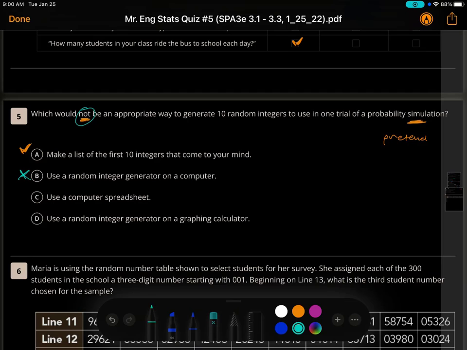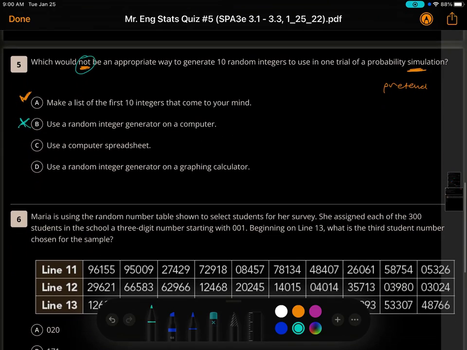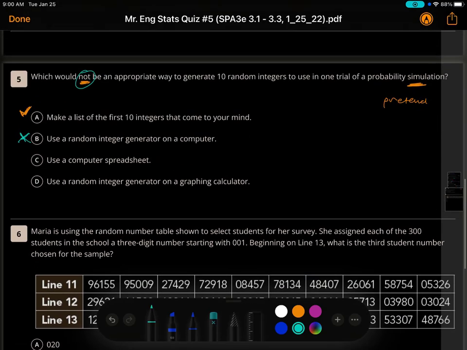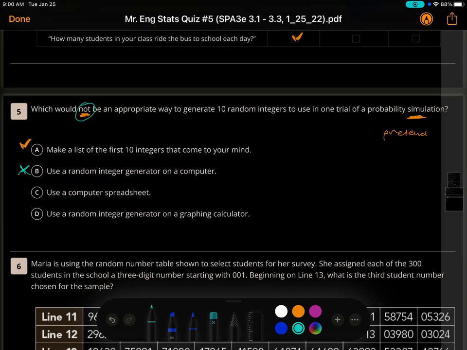And C, use a computer spreadsheet. Yeah, that would give you an appropriate way of getting 10 integers, but we're looking for not appropriate ways. And use a random generator on a graphing calculator. Oops, I said that one. Yeah, that would be an appropriate way, but thinking of just 10 random numbers, we're looking for not appropriate, so the answer would be A.